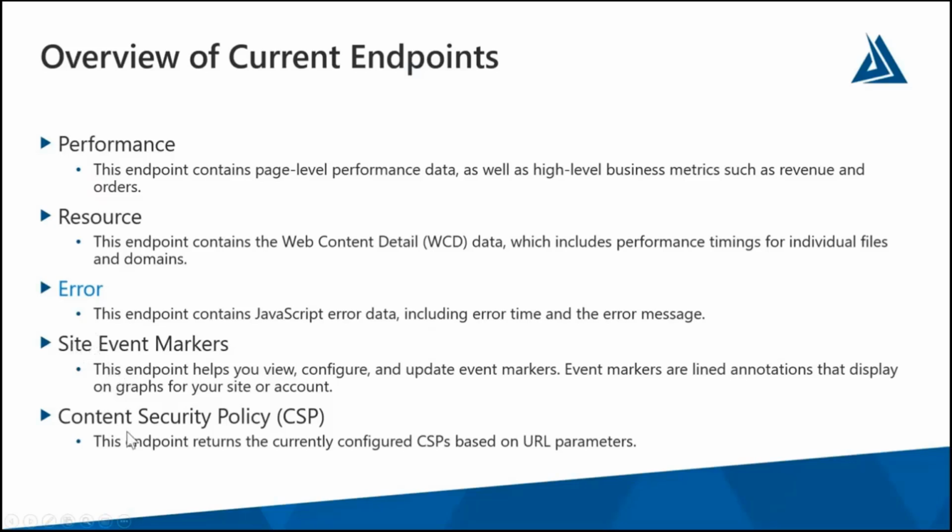This is more of a configuration as well as the content security policy endpoint. The site event marker endpoint, basically site event markers are annotations that display on your graphs. They are lines that mark significant events like browser updates or deployments that you've made. And this API endpoint helps you to automate the creation of these things. If you have a deployment schedule or any sort of updates to your site, maybe sales or anything like that, you can mark with these event markers, and the API helps you easily manage that.